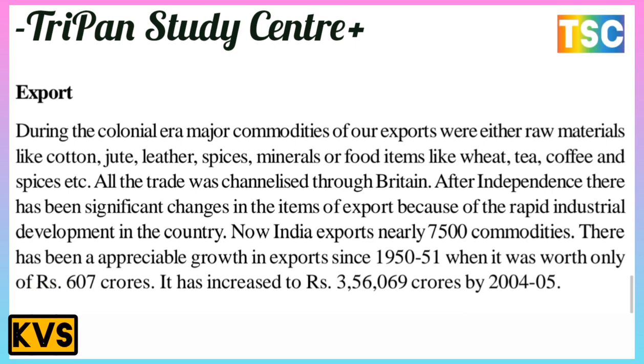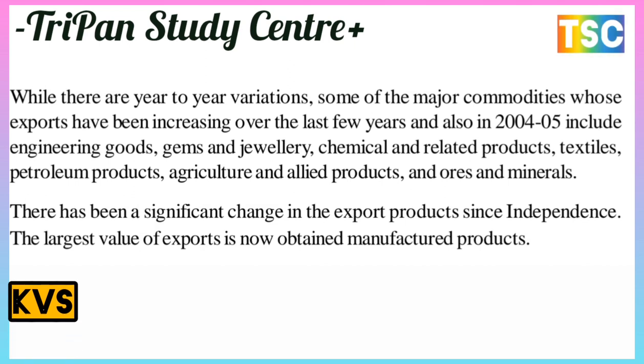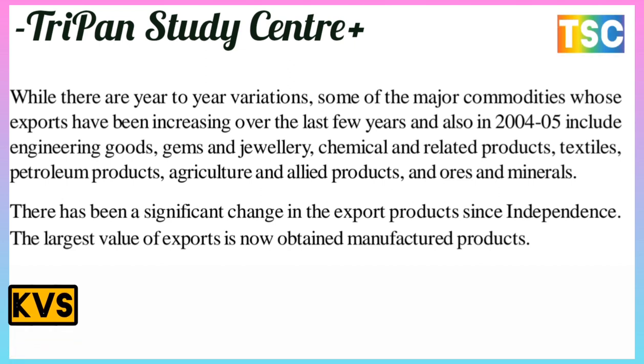In 1950-51 it was only 607 crore, but in 2004-5 it increased to a large amount, 3,56,069 crores. Though there are year-to-year variations, some of the major commodities of export have been increasing over the last few years, and in 2004-5 included engineering goods, gems and jewellery, chemical and related products, textiles, petroleum products, agriculture and allied products, and ores of minerals.